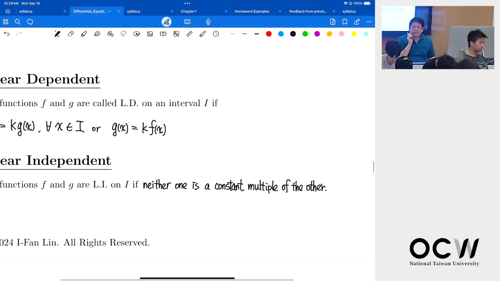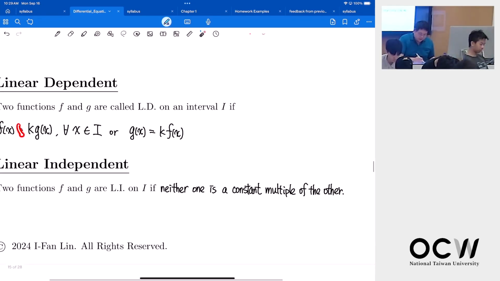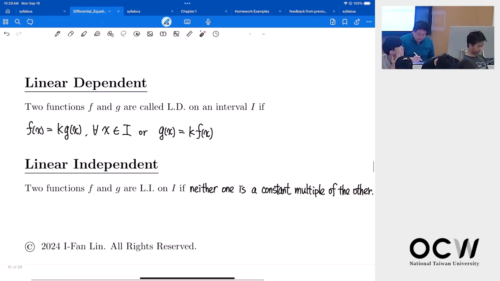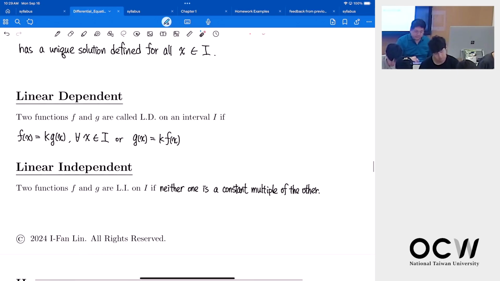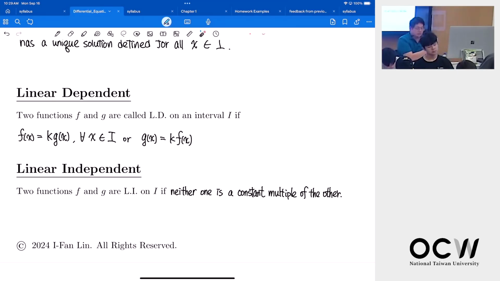Which means that for those two functions, I cannot find a multiple constant. Actually, they shouldn't be equal. I cannot find the constant multiple of the other function to satisfy that equation. Then they are called linearly independent.